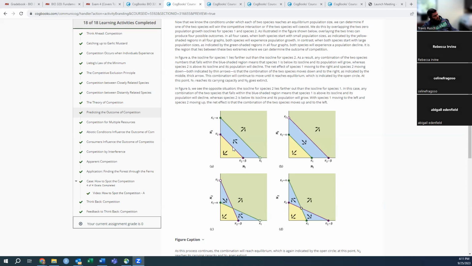But when we surpass population two's isocline, this purple line, we see that the arrows change. Now if we look at the outside arrows, we see a downward trend, which means population two is decreasing in number because it's surpassed its carrying capacity by going past the isocline. But population one is going to the right still. That's the same pattern because we're still below their isocline, so they're still continuing to increase. So the net effect goes in this direction. And what does this open circle mean on this plot?